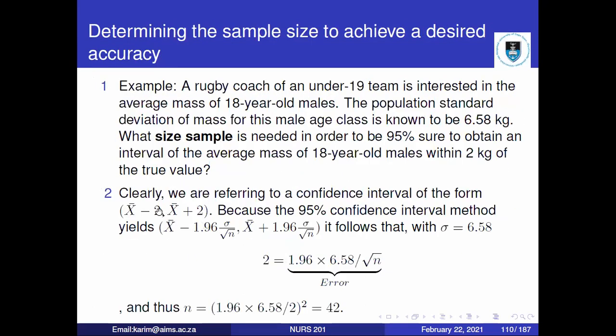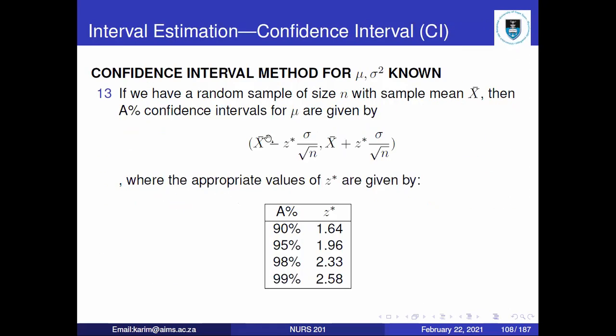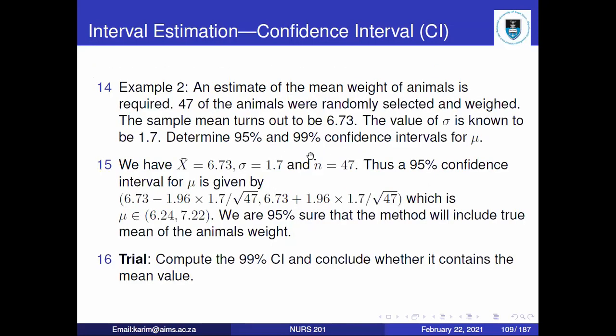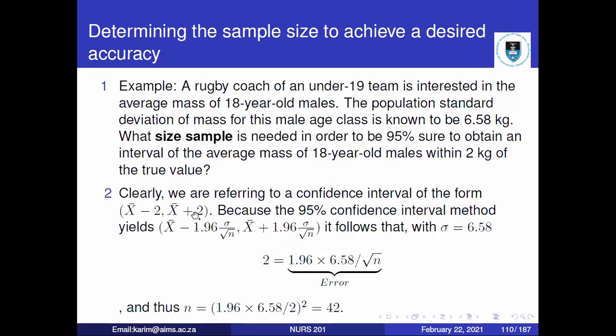The whole of that is, so you see we have x bar minus 2. And here we have x bar minus this guy here. So the whole of what we have here is equal to 2. But we are dealing with a 95% confidence interval. So our confidence interval is going to be x bar minus 1.96 sigma over square root of n. So this is the error.